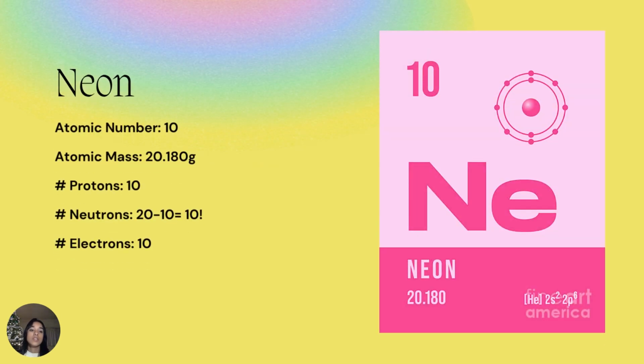And let's double check. Yep. So neon, again, atomic number is 10. The atomic mass is written down. Number of protons is 10, as well as the number of electrons. And then by doing simple math, we found out that the number of neutrons in neon is going to be 10 as well.